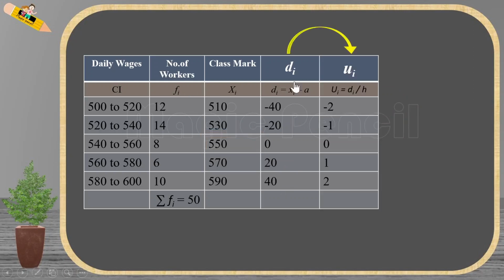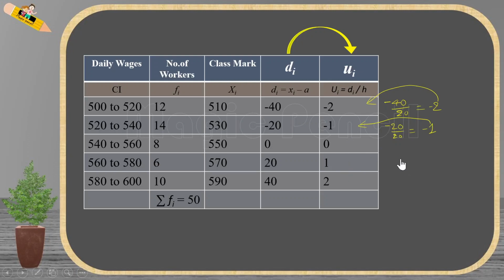Now we need to calculate ui values using these di values. So how to calculate? Let us see. Here we have di value minus 40 and height of the class is 20. So minus 40 by 20 is equals to minus 2. This is what we have written here. And similarly here minus 20 is the di value and height of the class is again 20. So we will get minus 1, and this minus 1 we have written here. In the same manner, you need to calculate remaining ui values.